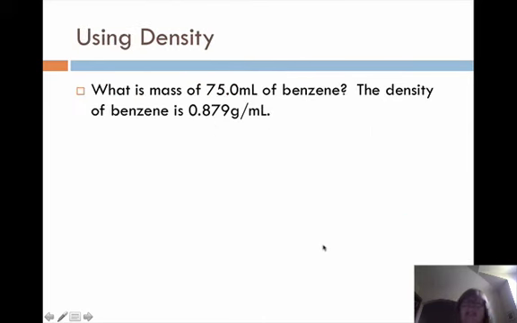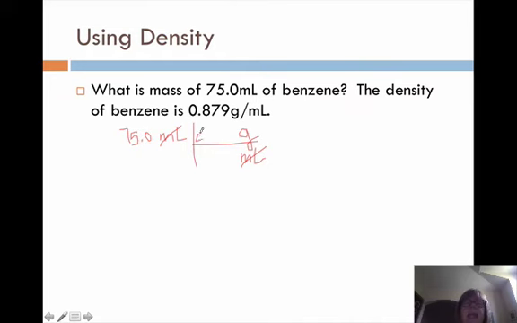All right, let's look at density as a conversion factor. 75 mils of benzene, they give you the density, and they'd like to know the mass. So doing our great dimensional analysis, this powerful tool, we are going to take what was given, 75, and that important unit. We don't want milliliters, so we're going to put it down here in the denominator. We would like grams, and our density is our conversion factor.